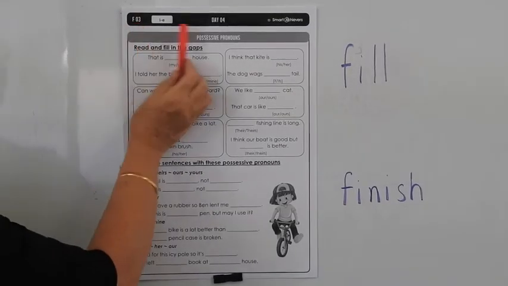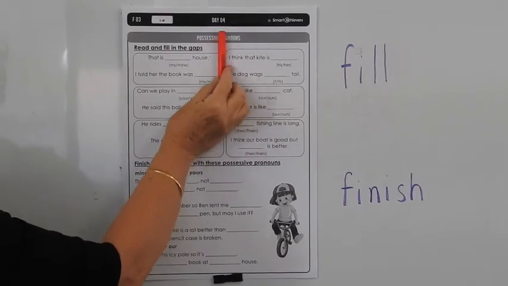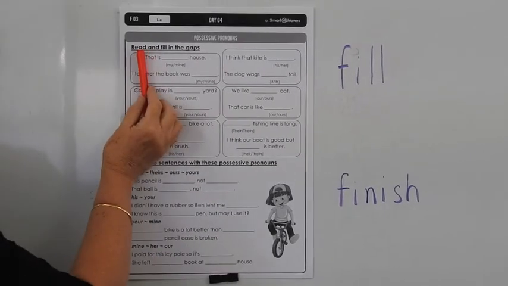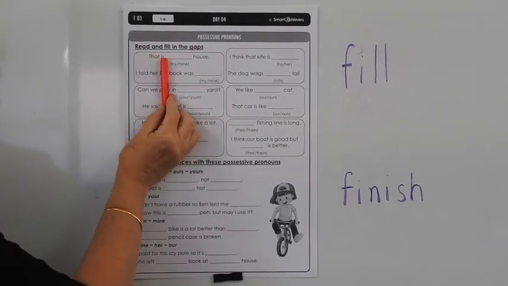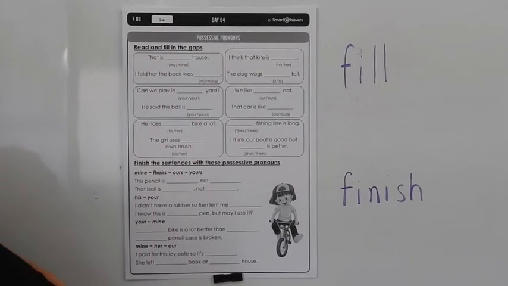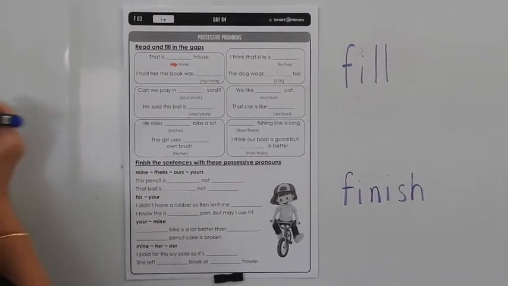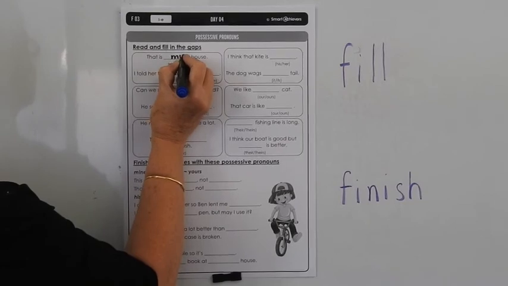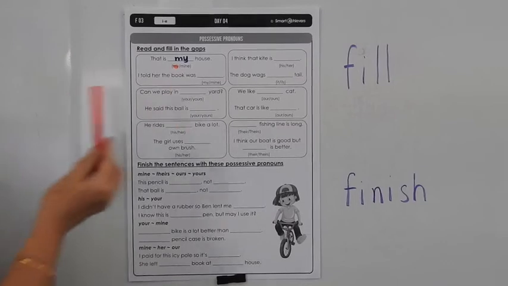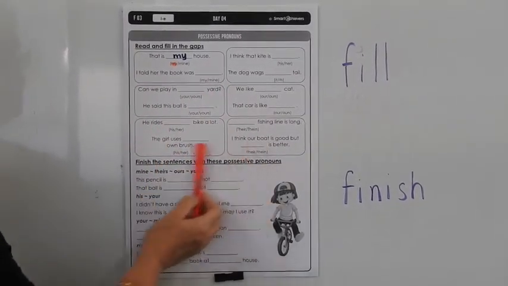This is F3, day 4, and we're looking at possessive pronouns. So pronouns are words that you can use instead of someone's name. It says read and fill in the gaps. That is my house or that is mine house. I think that is my house sounds better. So that would be the pronoun that we have to write in that space. So the pronouns for you to choose from are under each space. So you can highlight it and then write it into the space. It's quite easy to do.